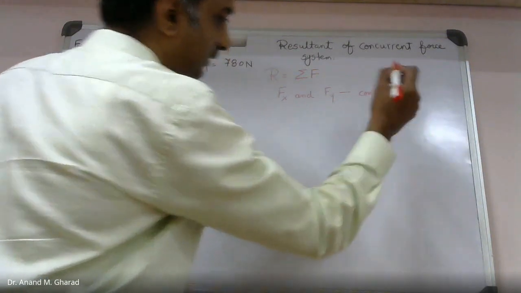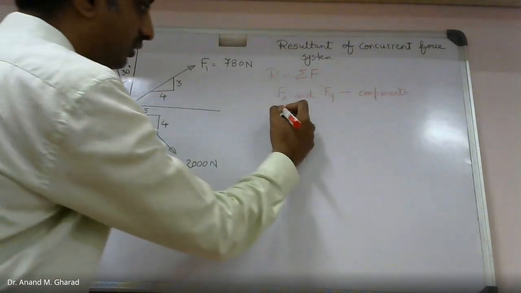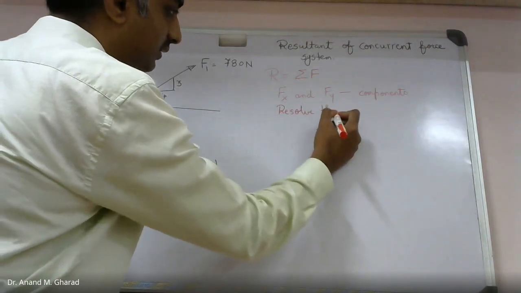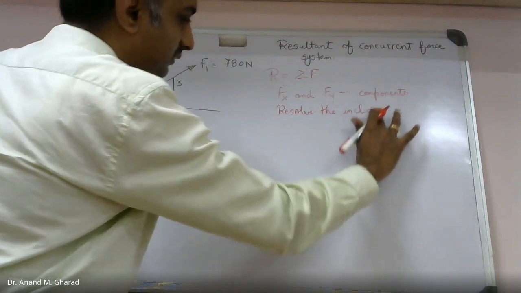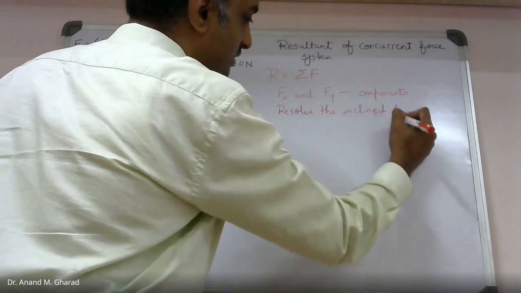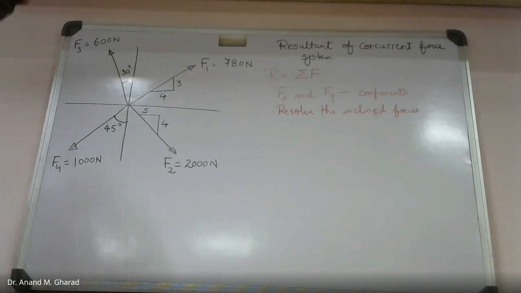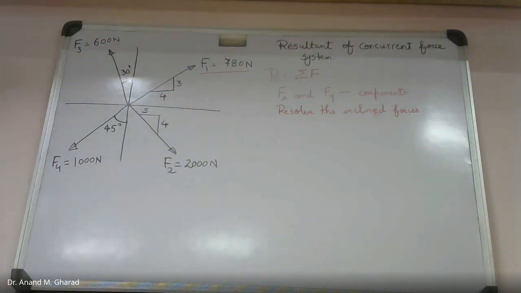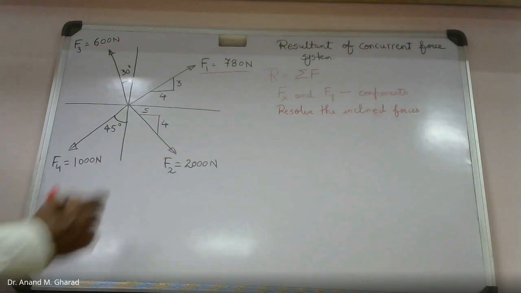So we call them components. And in order to calculate these components, what do we do? We resolve the inclined forces. Is this okay? And how do we resolve them? Now, for example, let me consider this force F1, and I wish to resolve the inclined force into two components. So how has it to be done?